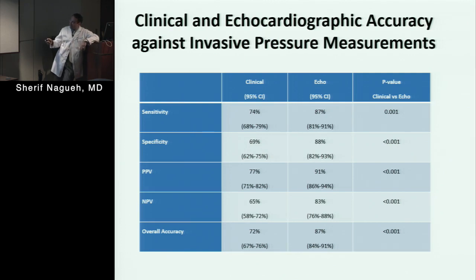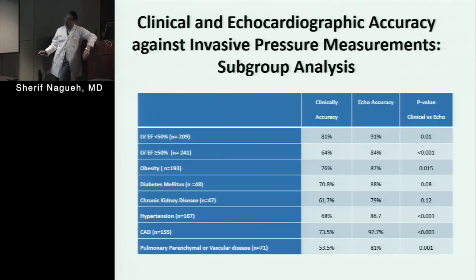Sure. So these are the values. If you just go to the accuracy, clinically the accuracy was 72%, the echo accuracy was 87%. Now let us look at subgroups. So there is the group with depressed EF.